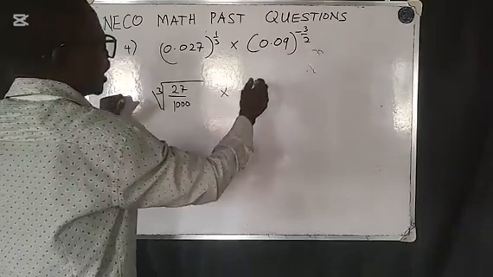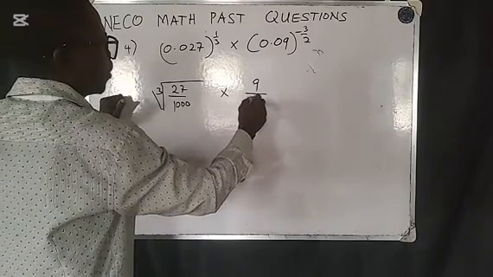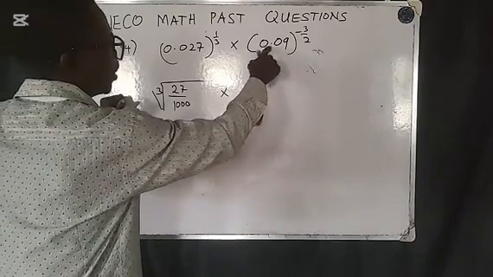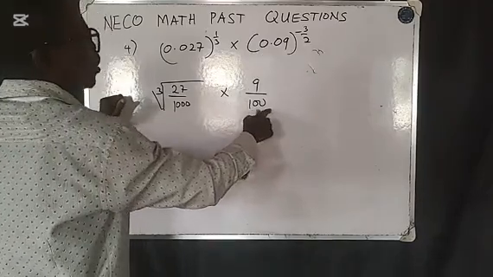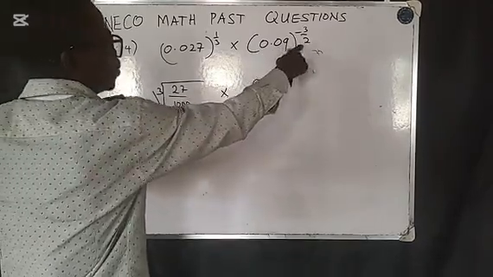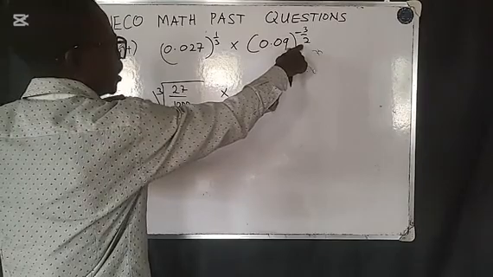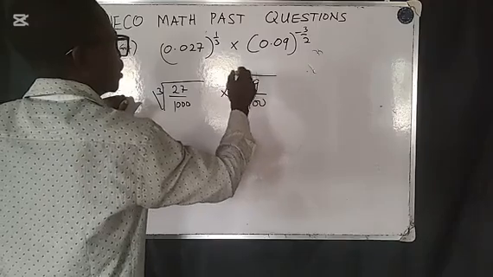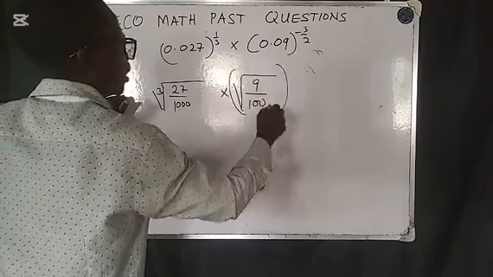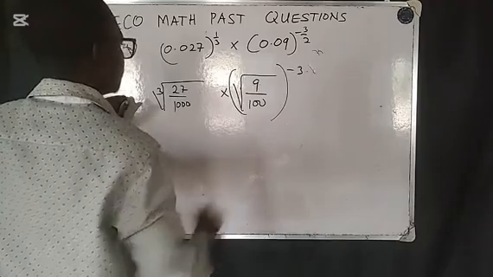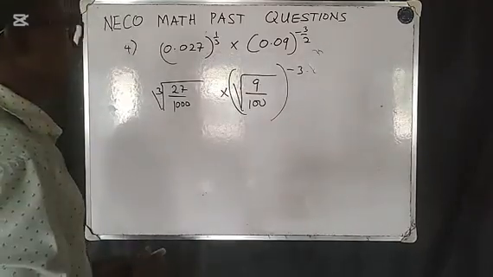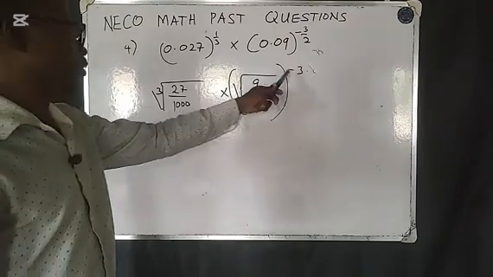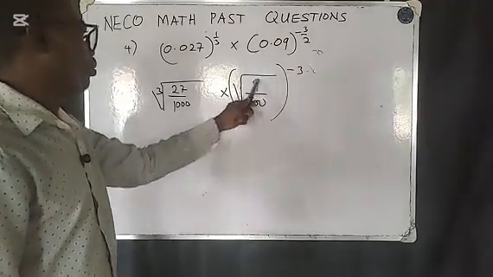This one is going to be 9 over 100, because to the right of the point 1, 2. So we'll put 2, 0. Fractional power is root according to the what? Denominator. So it's going to be a square root here. Then we put our negative 3. If we want to remove the negative, then it will become 100 over 9.